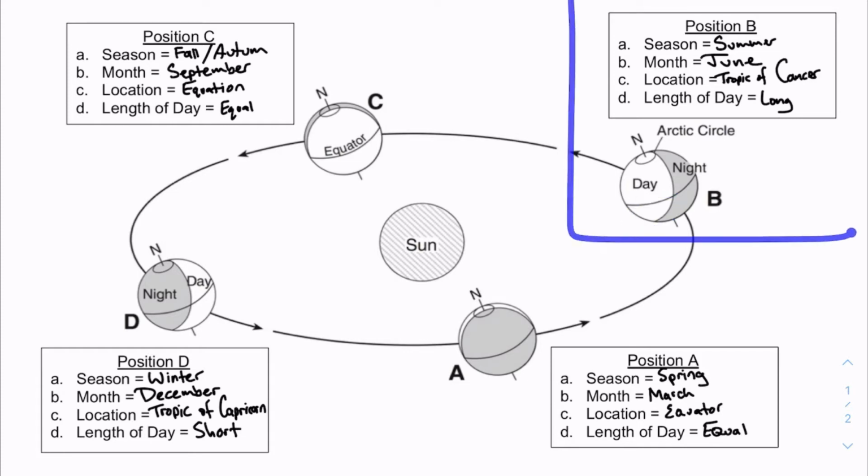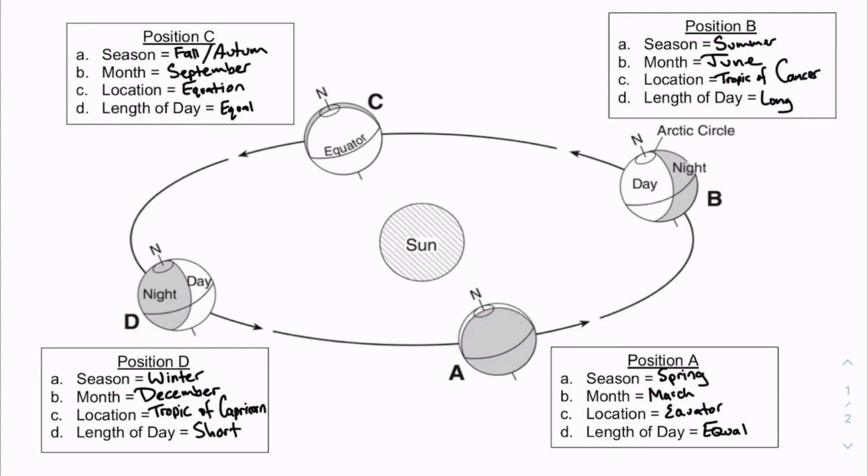The position of the Earth right here, with its tilt towards the sun, its longer days and more direct insolation in the north, this defines our summer. And if this were on June 21st, the most direct insolation would be striking the Tropic of Cancer, about 23.5 degrees above the equator, and we would call that our summer solstice.